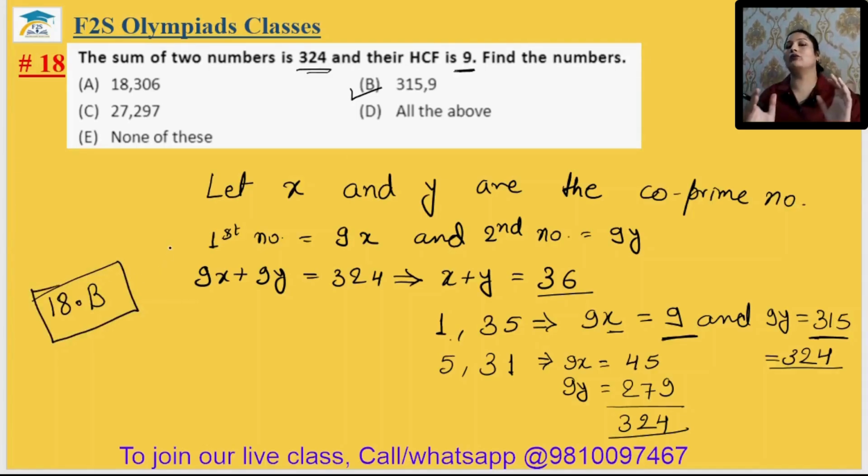There can be more pairs like this whose HCF is 9 and sum is 324. You can find them using this trick of making pairs and checking them.